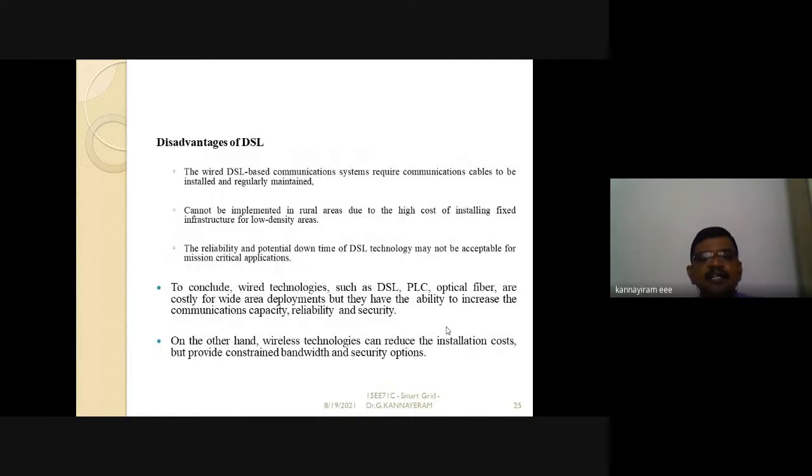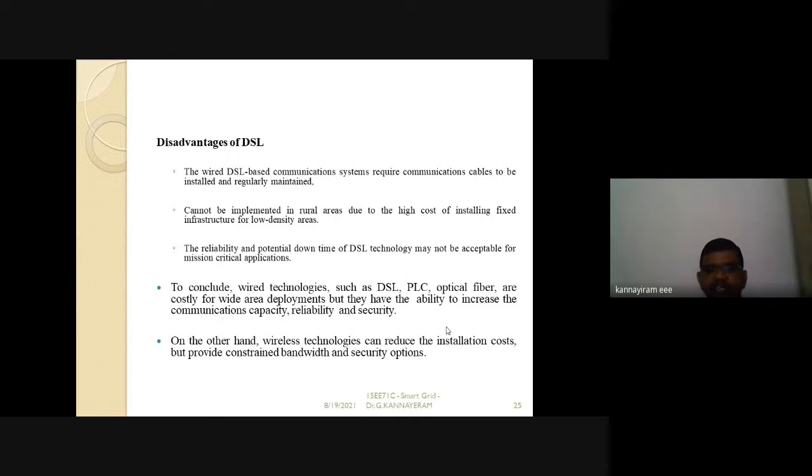Drawback: mainly the wired DSL based communication system requires communication cable which must be installed and also regularly maintained, and it cannot be implemented in rural areas due to the high cost of installing the fixed infrastructure in low density areas. The reliability and potential downtime of DSL technology may not be acceptable.